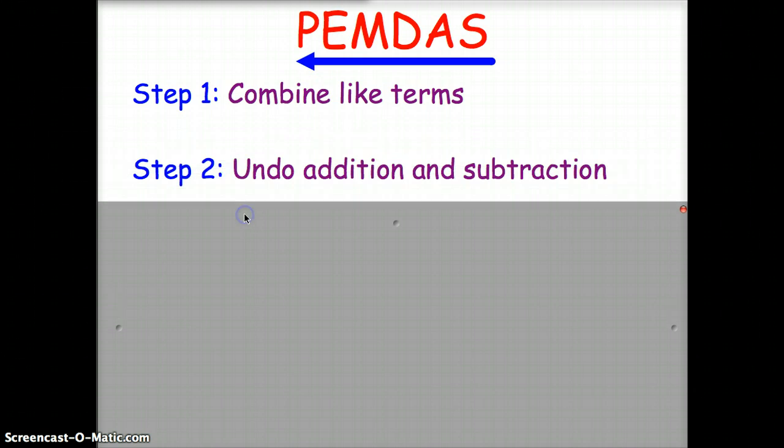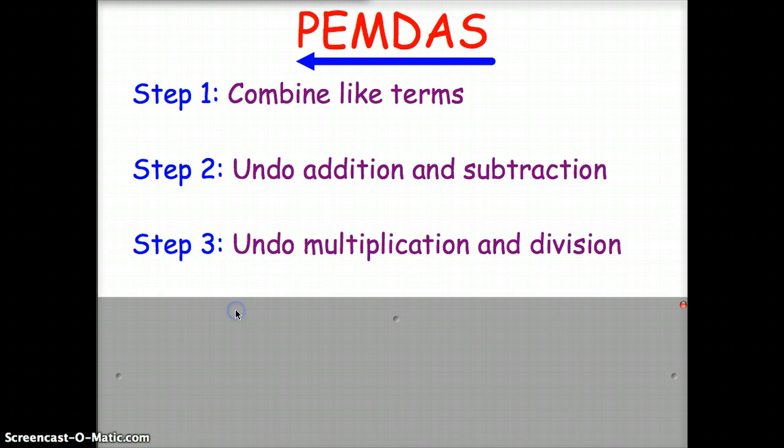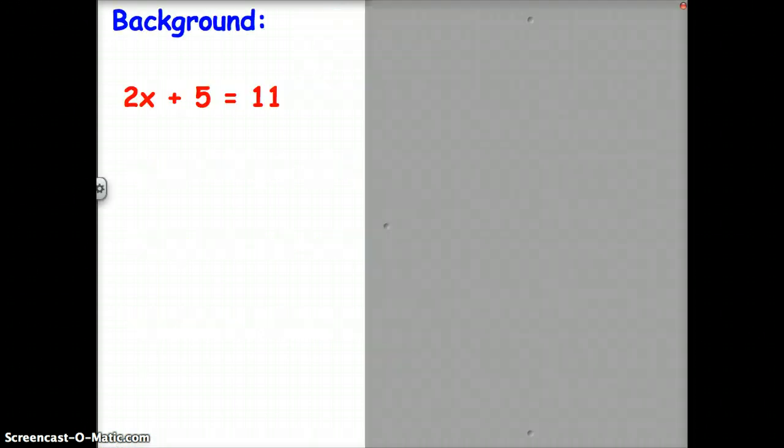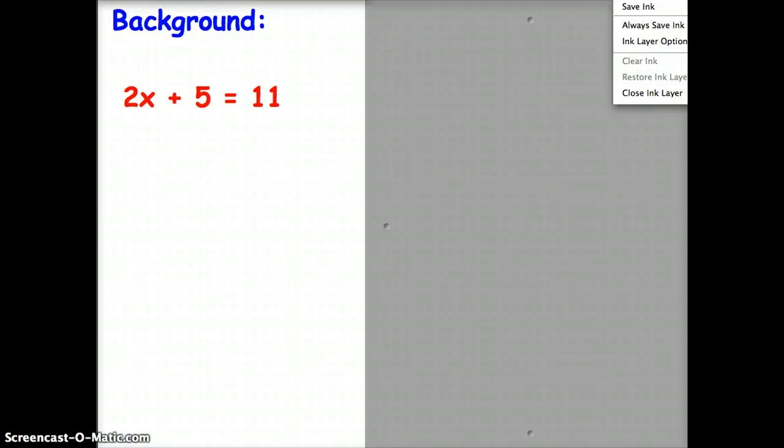Step 2, we're going to undo any addition and subtraction. Step 3, undo any multiplication and division. Remember, the goal is to isolate your variable, or to get your variable completely by itself. Here's a background example for us. We've got 2x plus 5 equals 11.